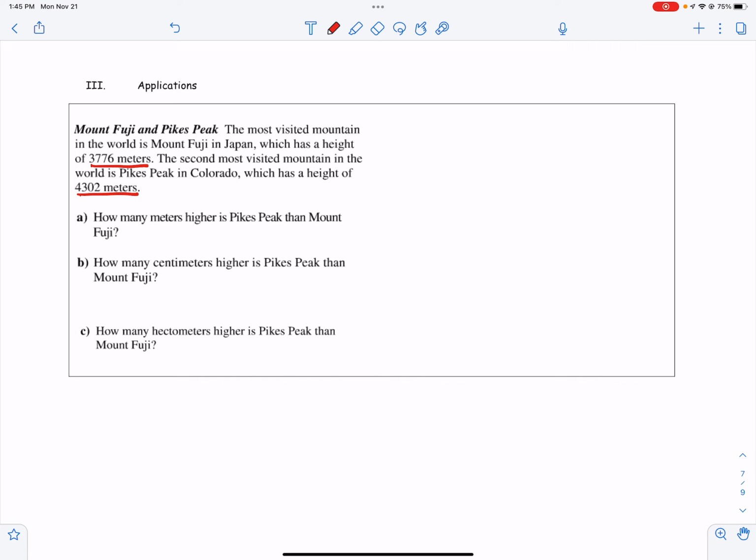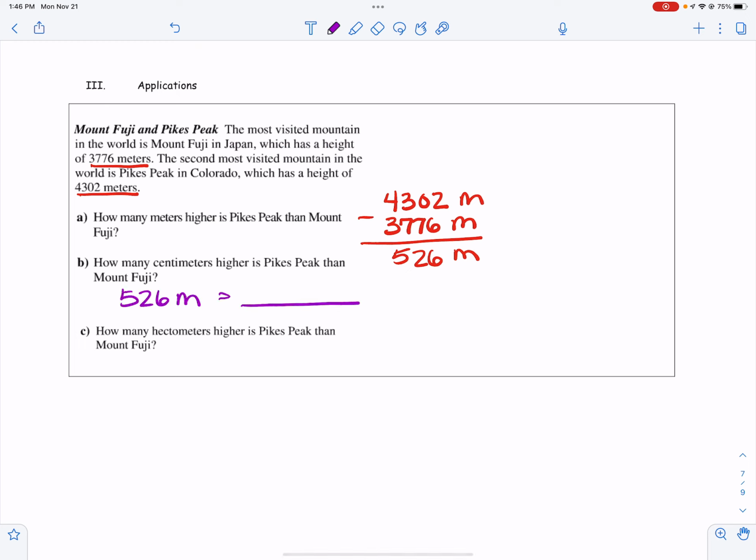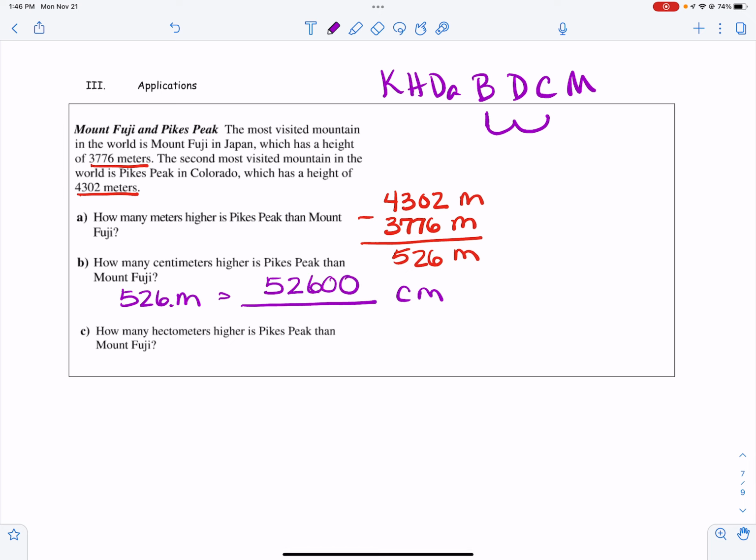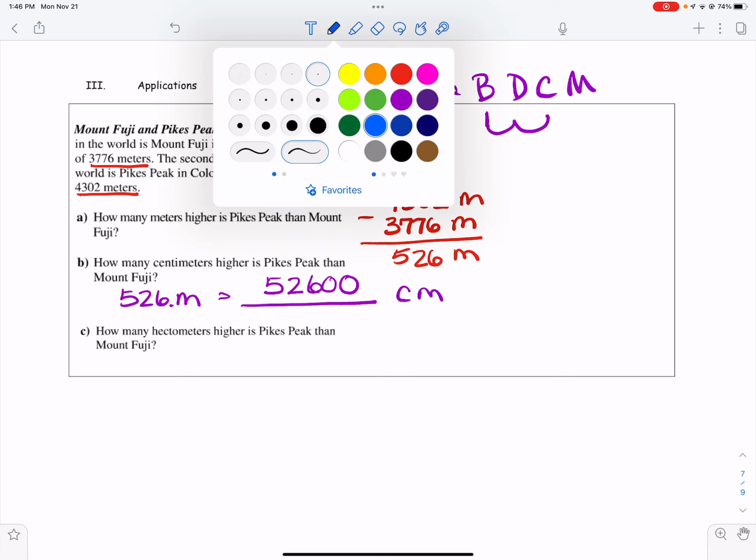And they are. So we want to know how many meters higher is Pikes Peak than Mount Fuji. So we're going to take 4,302 meters and subtract 3,776 meters, and that says that we have a difference of 526 meters. Then the next part wants to take that number, 526 meters, and convert it to centimeters. So here's my decimal point. Going from King Henry died by drinking chocolate milk, I'm starting at the base and I'm going to go 2 places to the right. So that's 52,600 centimeters.